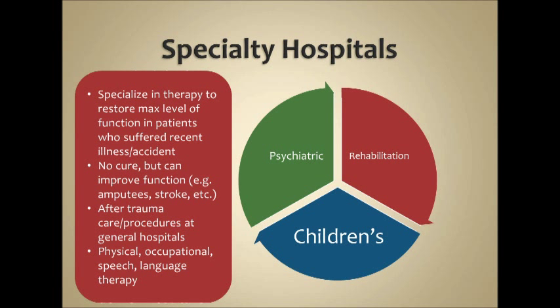So there can be no cure sometimes. In fact, sometimes you have a situation where this person will never be restored to full function, but rehabilitation hospitals can improve function. And so after trauma care or procedures at general hospitals, people sometimes are sent to a rehab hospital. In fact, that happened to my friend who got hit by a car. After she was in the hospital for a while, she was sent to a rehabilitation hospital.